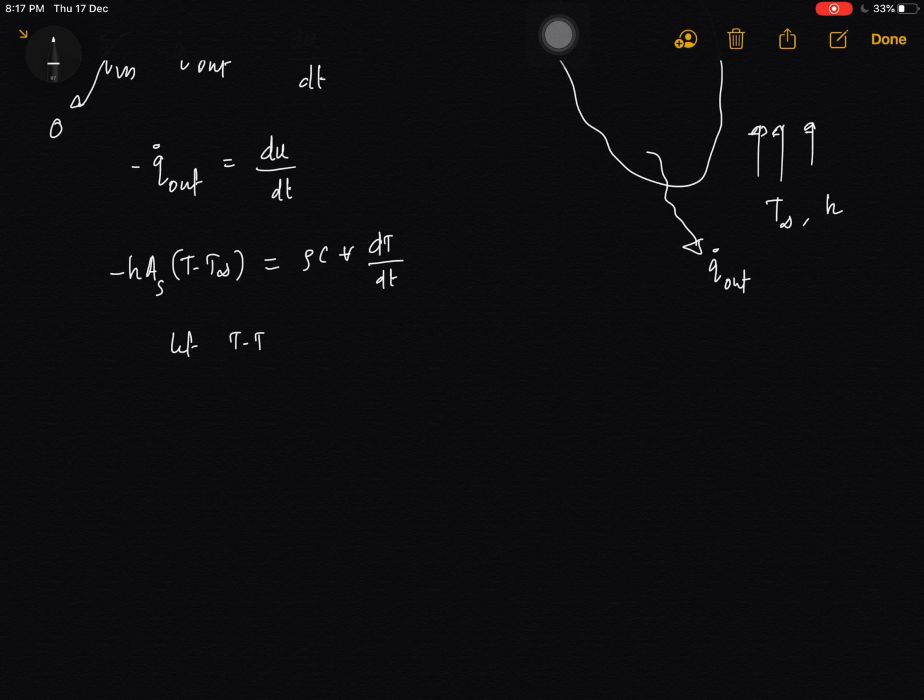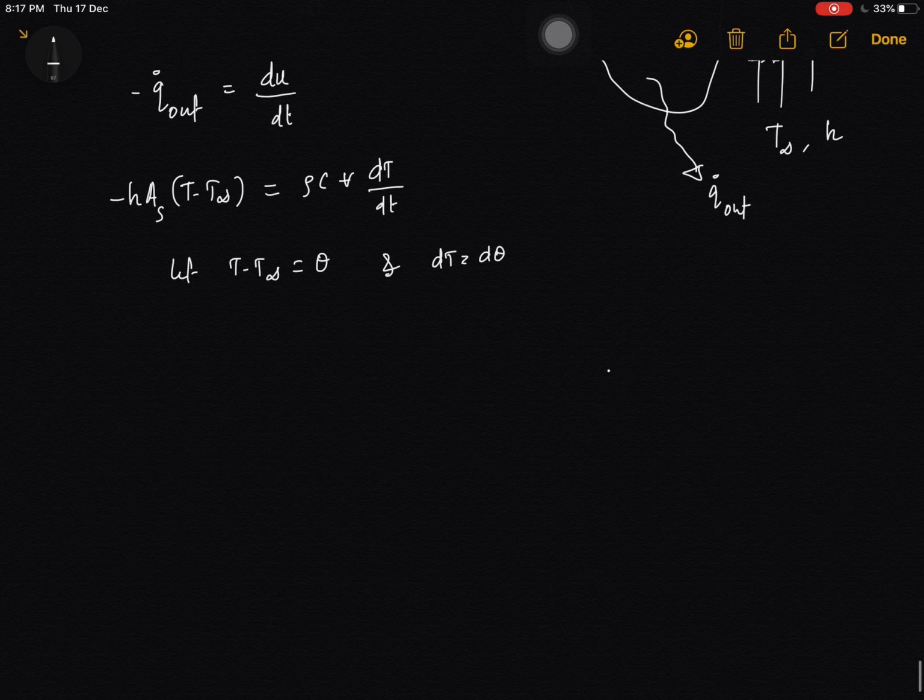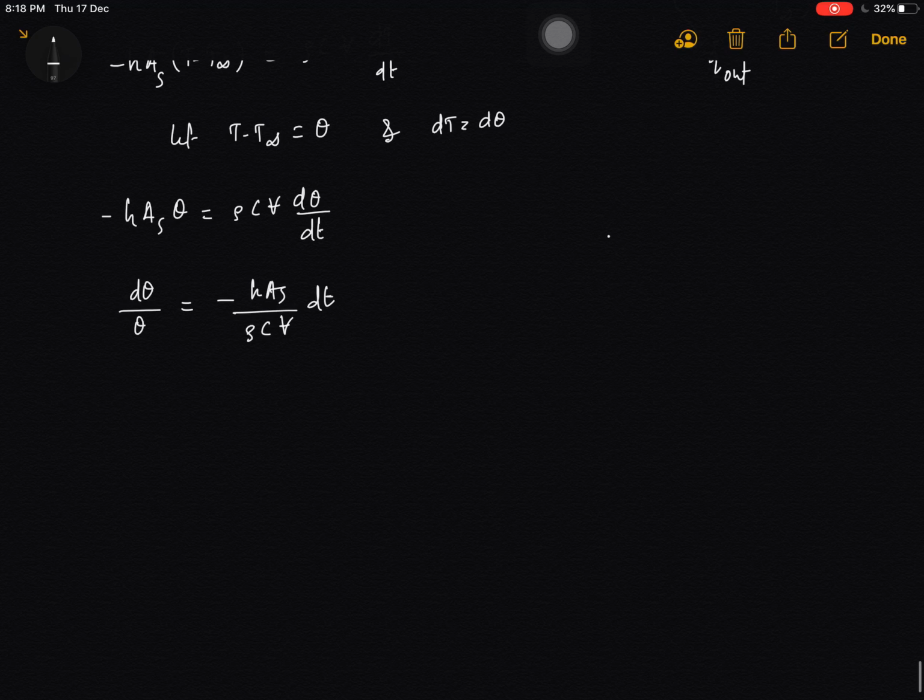Here A_s is the surface area of this particular body, and let's suppose T minus T infinity is called theta, so dT will be d theta. So we can write this equation as minus h A_s theta equal to rho C V d theta by dt. We can rewrite this equation as d theta by theta equal to minus h A_s by rho C V into dt.